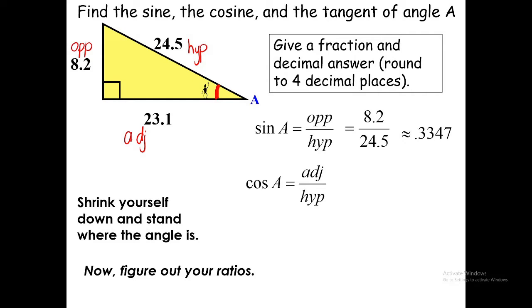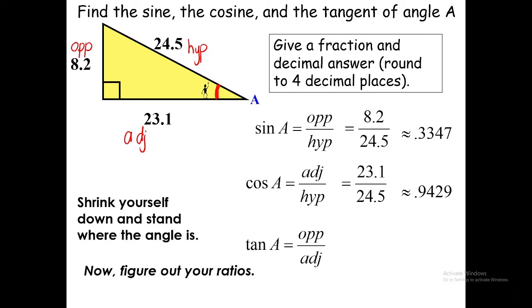What are you going to divide? Adjacent is 23.1 divided by the hypotenuse, that's 24.5. And how much is 23.1 divided by 24.5? 0.9429, sir. 0.9429. And lastly, let's have tangent A.